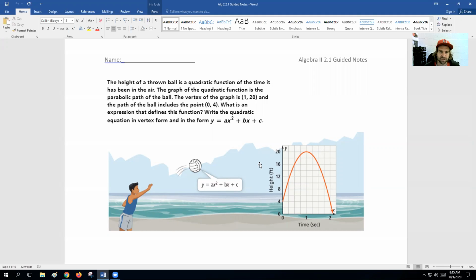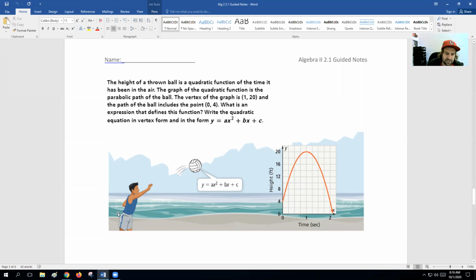So we got this example here. The height of a thrown ball is a quadratic function of the time t, or the time it has been in the air. The graph of the quadratic function is the parabolic path of the ball. The vertex of the graph is at (1, 20), and the path of the ball includes the point (0, 4). What is the expression that defines this function? Write the quadratic equation in the vertex form and in the form y equals ax squared plus bx plus c.